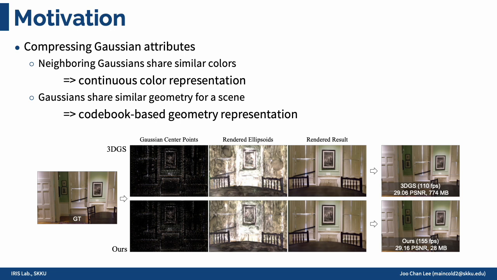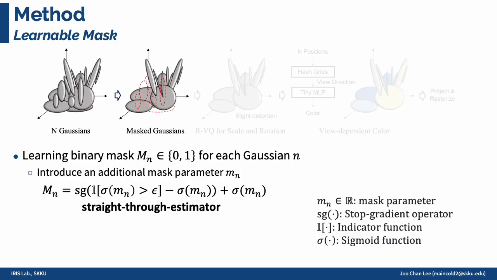In contrast to the color attribute, the majority of Gaussians exhibit similar geometry, with limited variation in scale and rotation attributes. Therefore, we introduce a codebook-based approach for modeling the geometry of Gaussians. Let's talk about more details of our proposal.